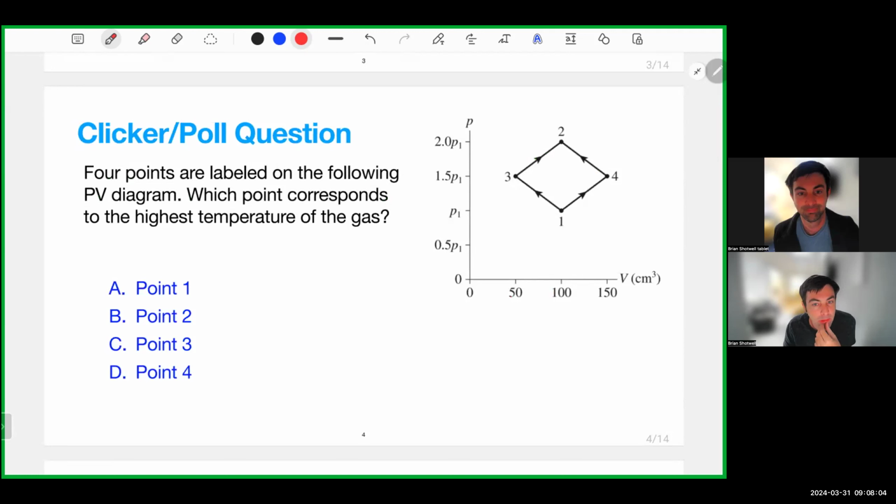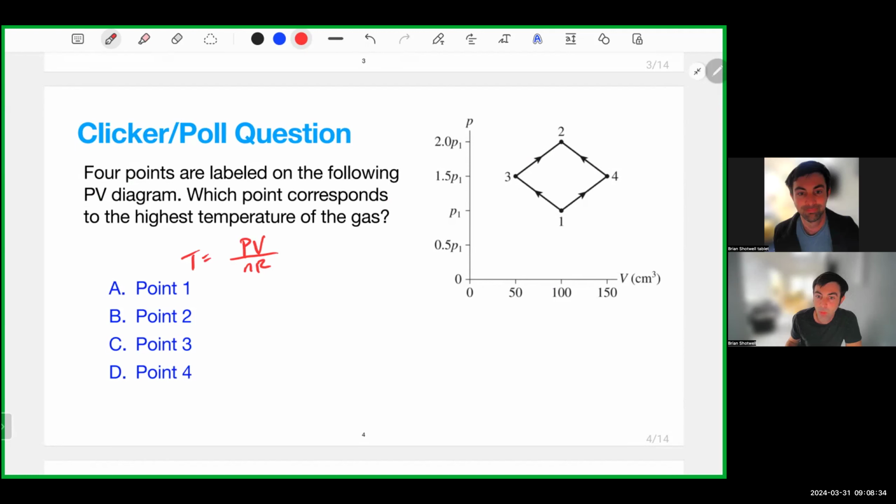Okay, so let's see what a question might look like to test this. This question doesn't immediately look like PV equals nRT. But we have: which point corresponds to the highest temperature of the gas? By rearranging the ideal gas law, we can write PV over nR is temperature. So the product of P times V on one of these PV diagrams is temperature.